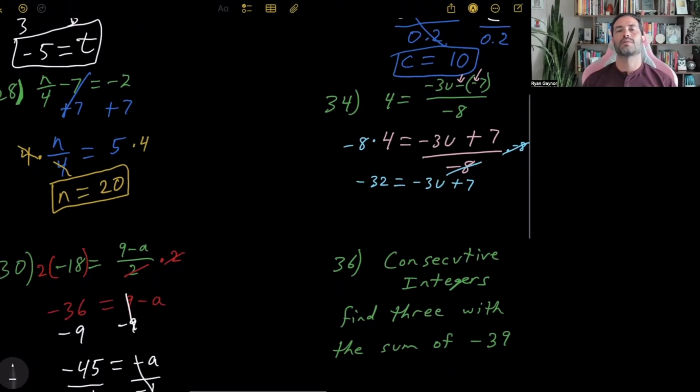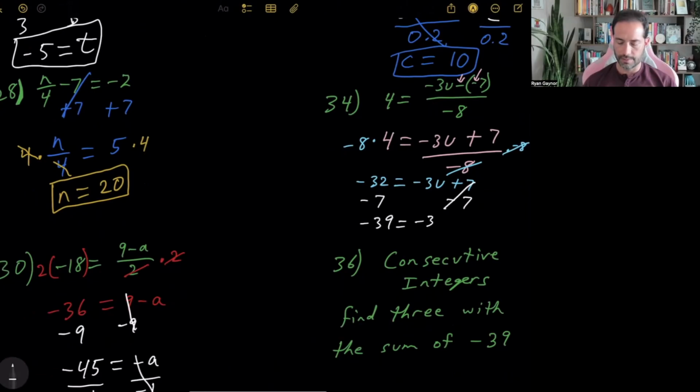Okay. So now here we go. We have the positive 7. We do the opposite of that. Boom, boom. We get negative 39 on the left side. Negative 32, right? I borrowed $32. Negative 7, I borrowed $7 on top of that. So I borrowed $39. That's negative 39.